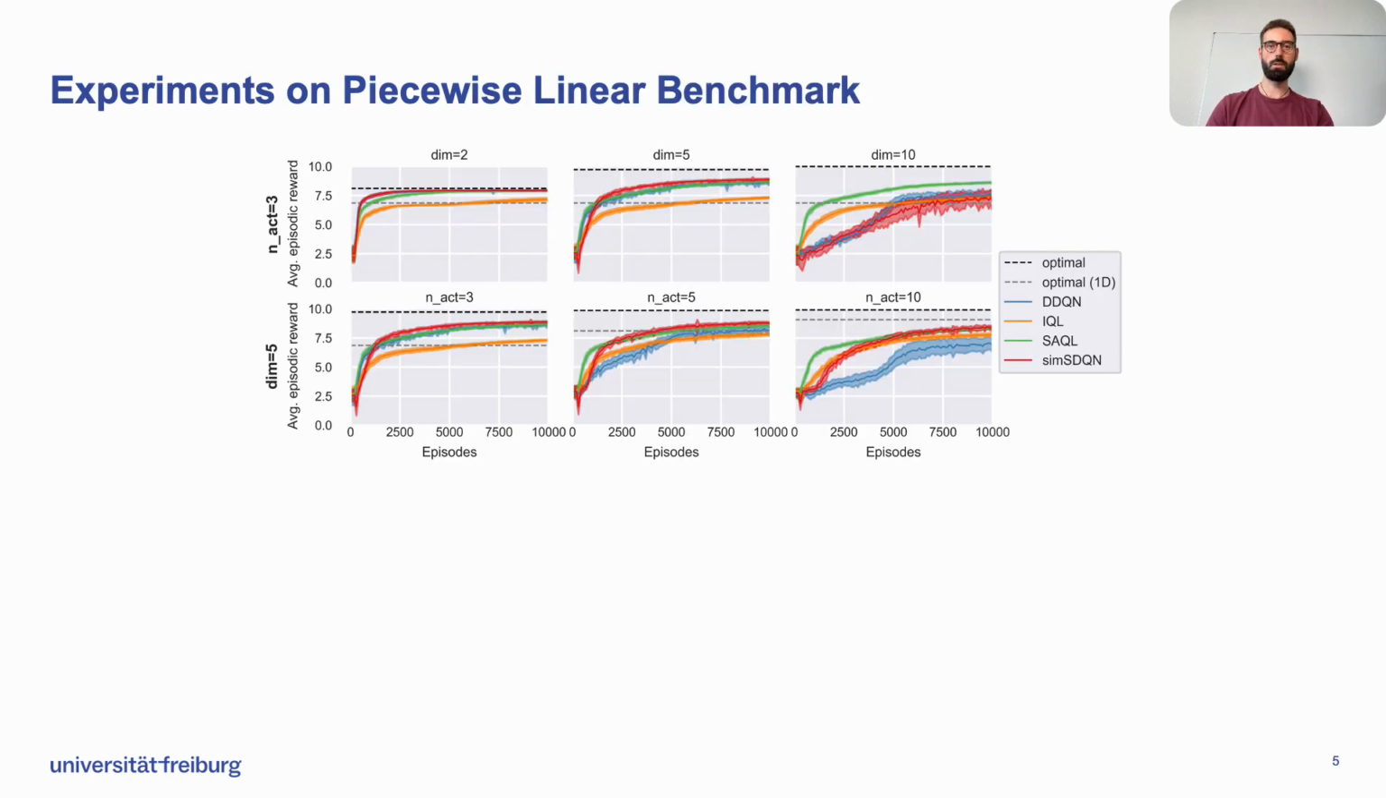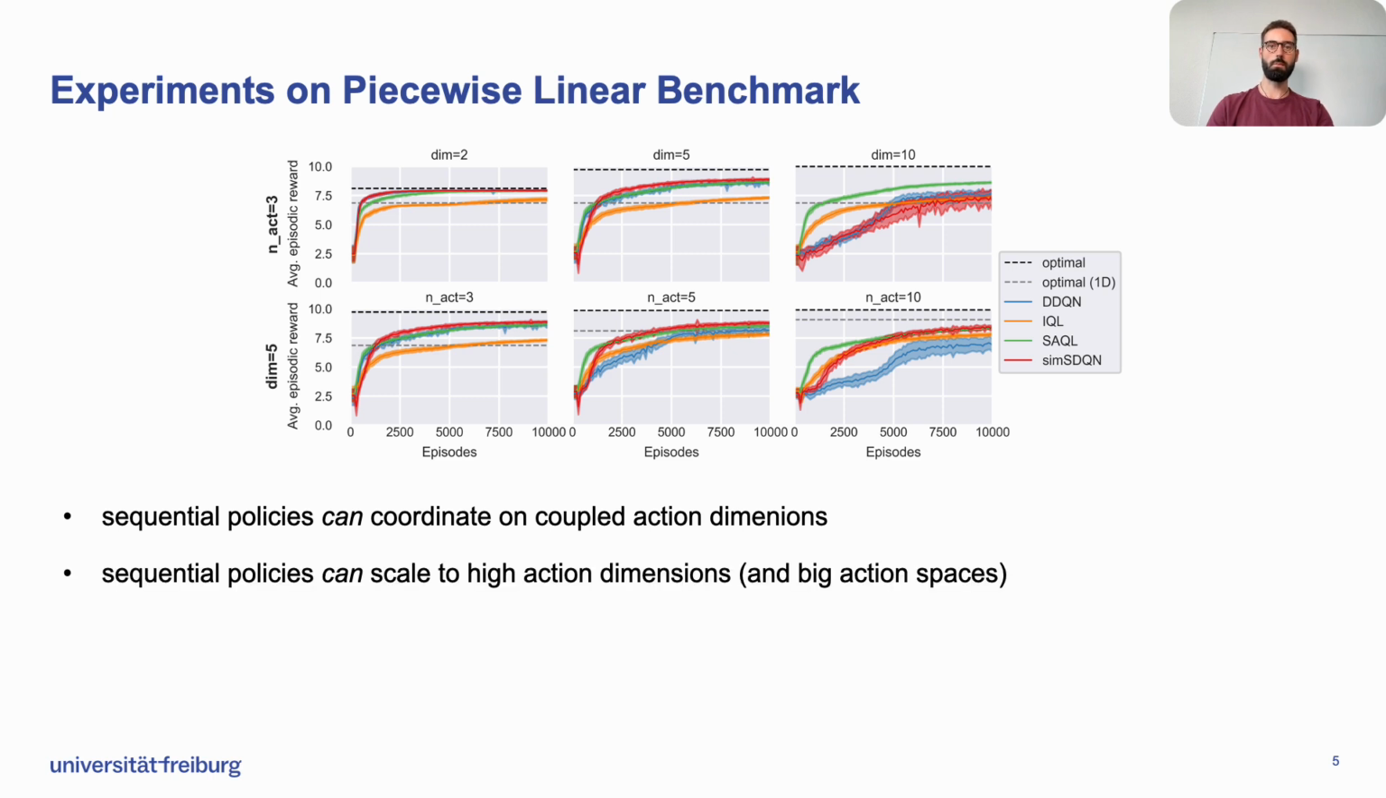We ran several experiments on this new benchmark and compared different Deep Q-network-based policies. In the upper row of the plot, we varied the number of action dimensions and kept the number of action choices per dimension fixed. In the bottom row, vice versa. Increasing the number of action dimensions increases the number of policies to learn in the factorized and sequential setting. In these experiments, we observed that sequential policies are indeed able to coordinate and scale with the number of action dimensions or action choices per dimension. This can be best seen when looking at the performance of sequential agent Q learning with the green learning curve.